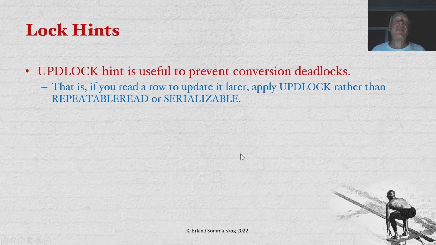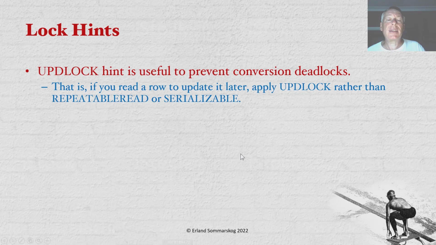And yes, there is the UPD lock hint. That's a great hint to prevent so-called conversion deadlocks. So let's say you have this procedure where you're going to read a row and you're going to update it later on. So you think, okay, I need repeatable read or serializable here so that no one can go and update the row while I'm doing this.